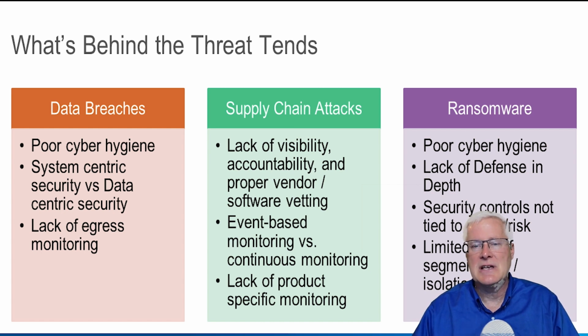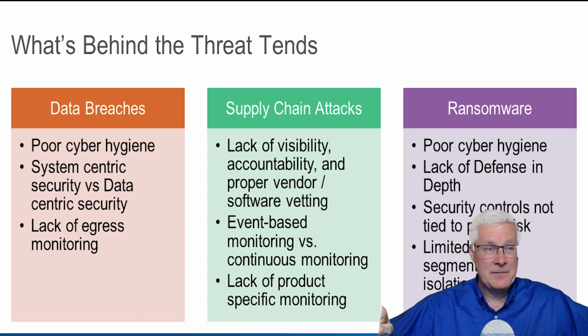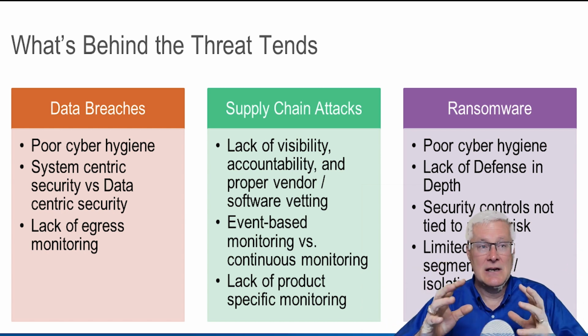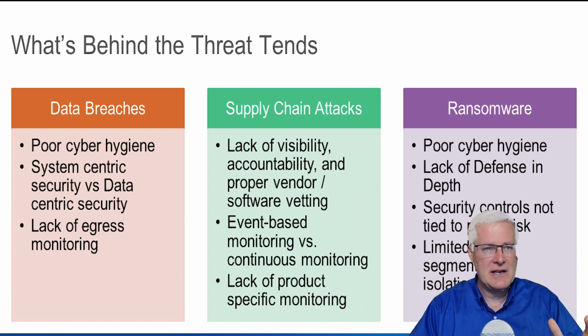On the data breaches, we're seeing system-centric security and data-centric security are separate. So they're worried more about hardware access than data access, or application access more than data access. And there's a really big lack of egress monitoring. Am I watching where my data is going outside of my data center, outside my cloud service provider, whatever the case may be? So those are some big things on data breach that we're not doing well at.